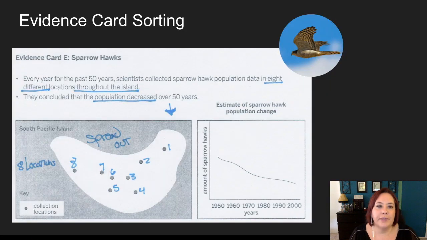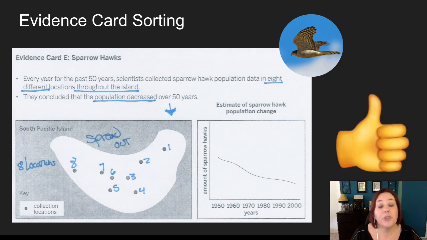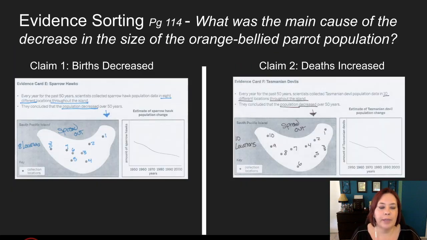Let's look at our next piece of evidence, evidence card E. Now we're here with the sparrowhawks, and we're saying that the population decreased over 50 years. Again, this evidence was taken in 8 locations, so this is a really good piece of evidence. Let's see where we put it on our sorting page. The sparrowhawks support claim number 1, that births decreased, and that was the cause of the decrease in the size of the orange-bellied parrot population.